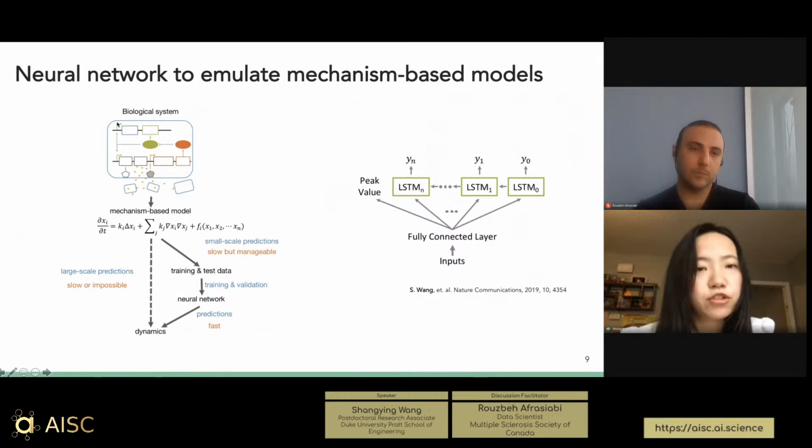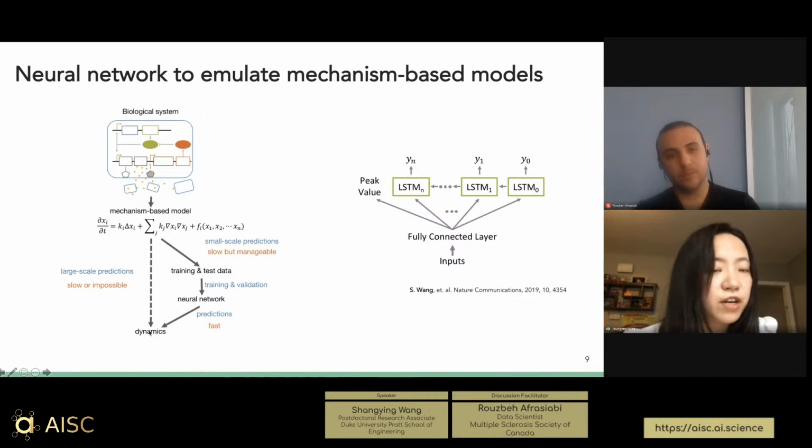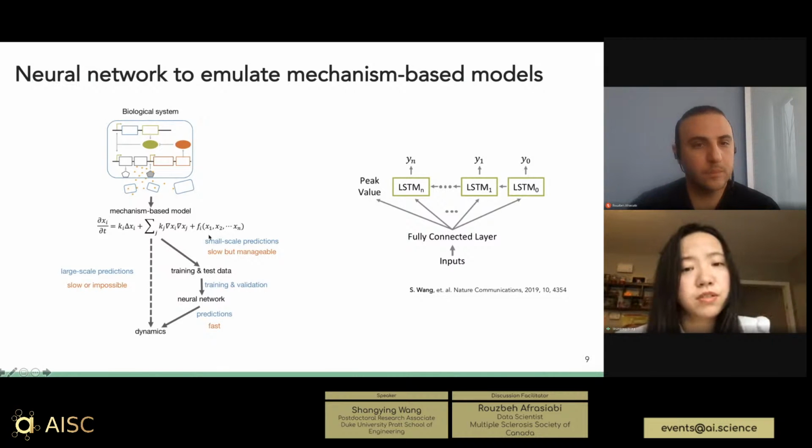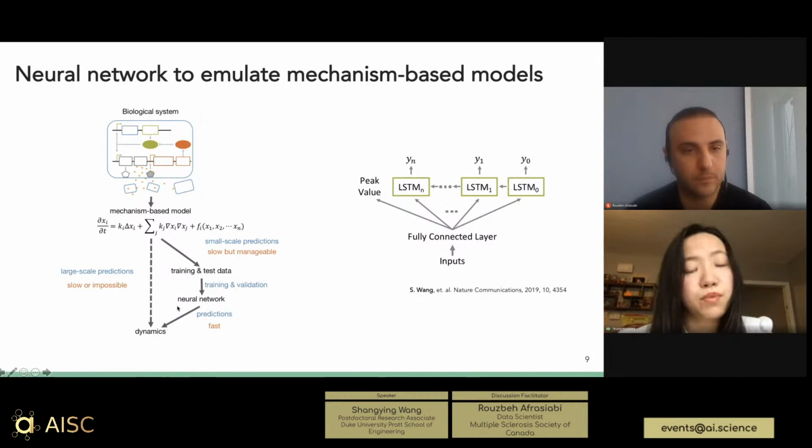If I have a biological system, then I can develop a mechanism-based model. Using numerical simulations to get the objective function or to investigate the system dynamics is very slow and sometimes impossible. However, if I use a very small-scale data set from the numerical simulations to train a neural network, then with the trained neural network I can screen through the parameter space much faster.